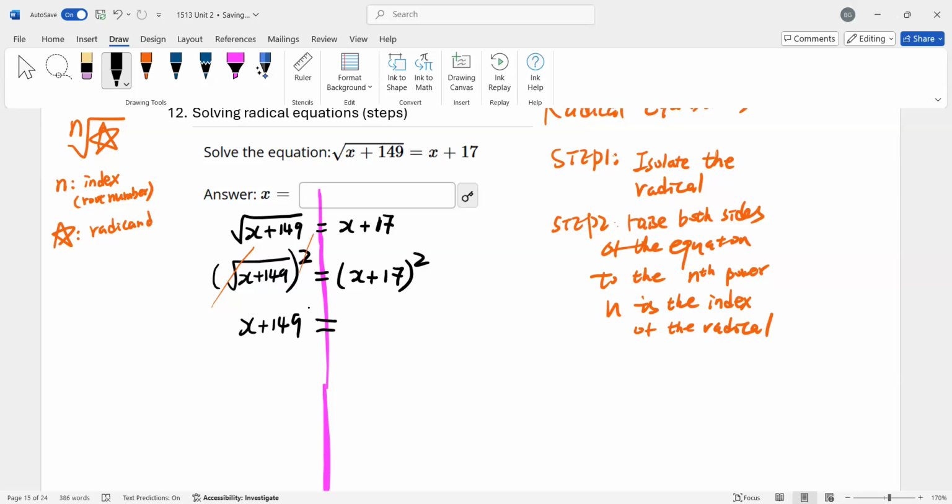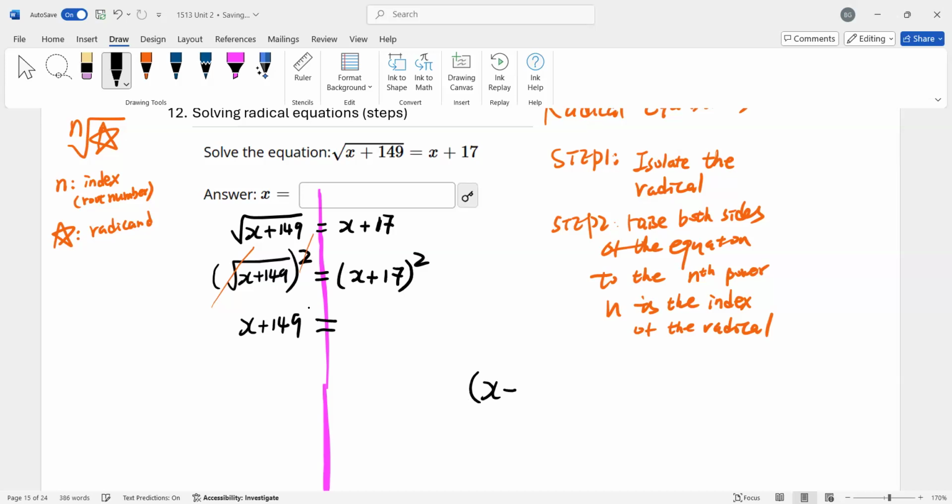The reason we raise the left side to the power of 2 is to get rid of the square root. The square cancels the square root. Now on the left side, we have x plus 149. We don't have a square root anymore. On the right side, we also have to raise to the power of 2, because we have to treat each side of the equation the same, okay? Do you know how to do that on the right side?